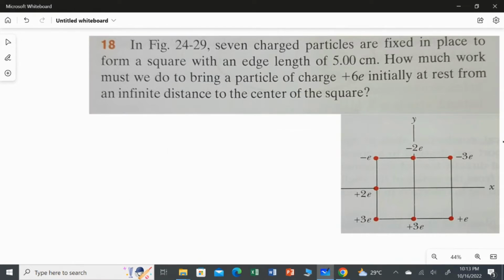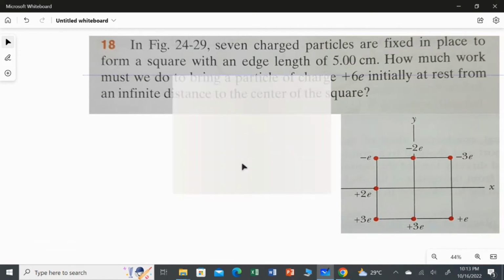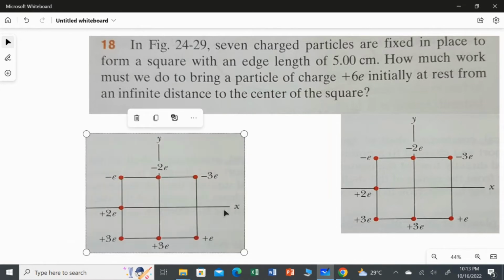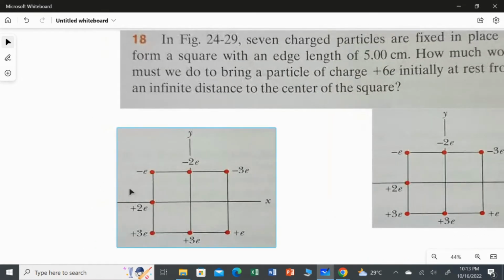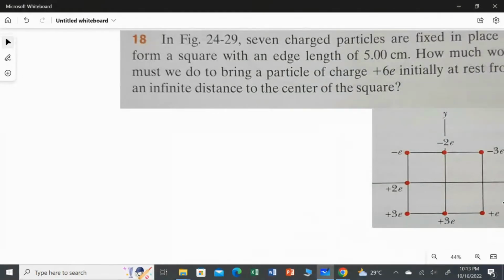So here you have, better I will copy this picture one more time. So you have 7 charged particles. Better I will draw the diagram by myself. So you have 7 charged particles, 1, 2, 3, 4, exactly forming a square.